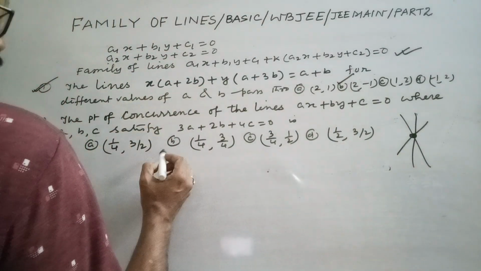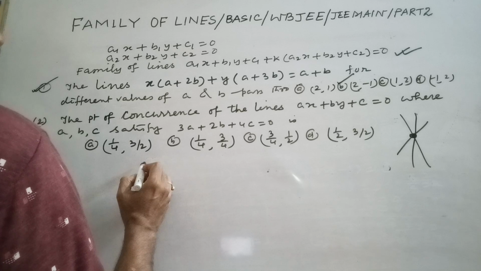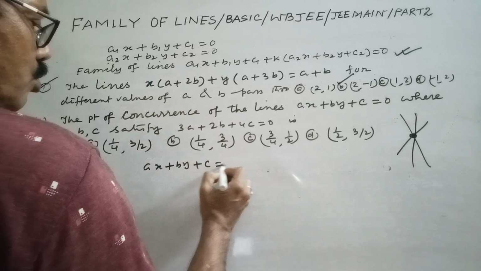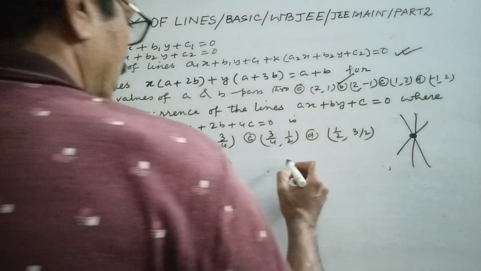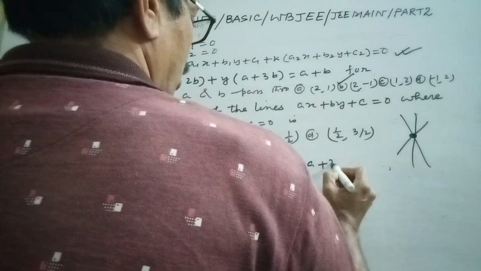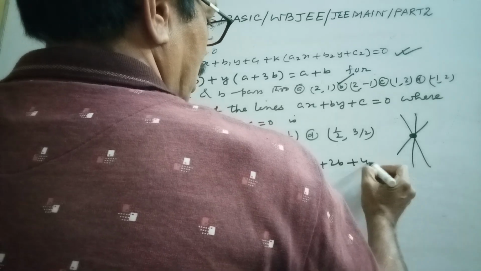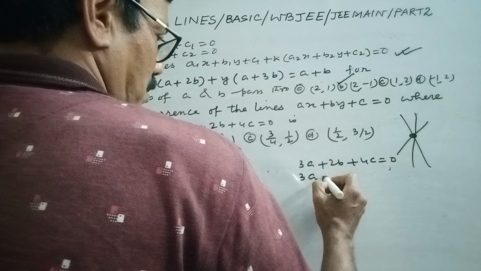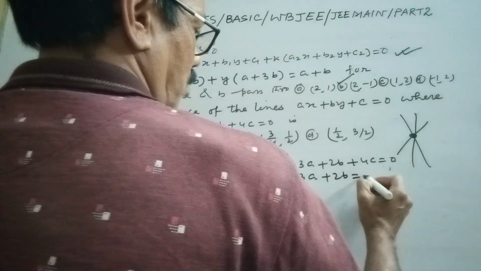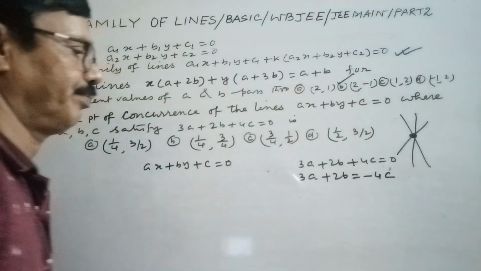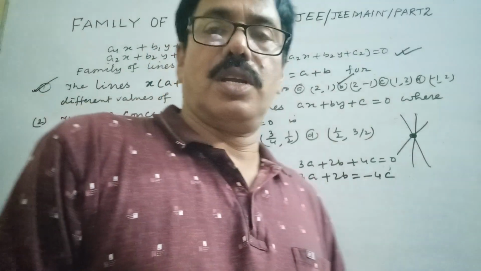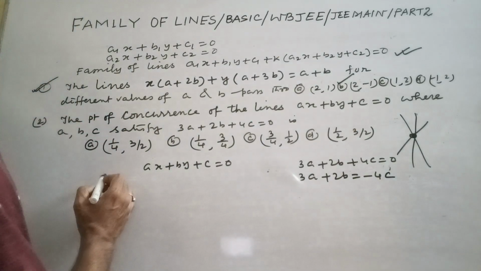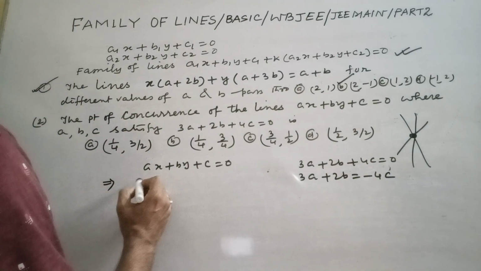Now the equation is ax plus by plus c equals 0, with a condition. What is the condition? 3a plus 2b plus 4c equals 0. So 3a plus 2b equals minus 4c. So we can find the value of c. So put the value of c here. So multiply throughout by 4.